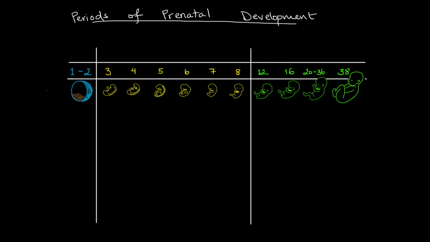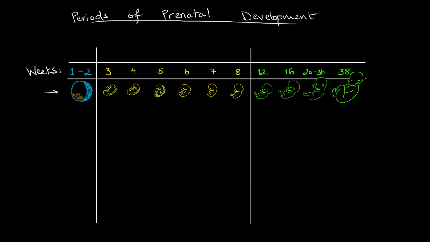So to talk about this, I created a little table or a little chart. And in this second row here, this is the weeks, so the gestational age of the baby. And on the top, we'll talk about the periods. And then here is kind of diagrams of what the baby would look like during this time period. So it's not to scale.